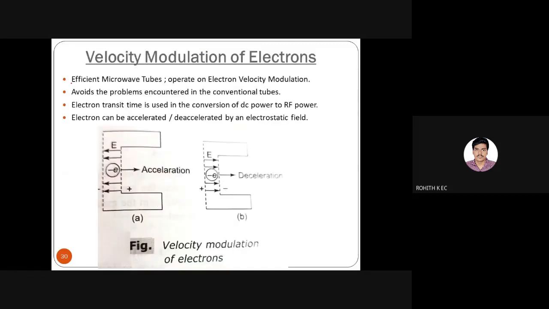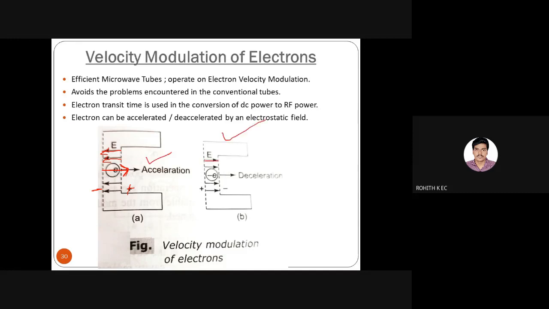And the operation of this microwave klystron tube depends on the concept of velocity modulation. So all of you please pay attention and listen carefully. If you look at the diagram here, the electric field is in this direction, that is from right to left, and the potentials connected are negative here and positive here. Therefore, the electron moves from left to right because of the attraction or acceleration, right? So potential is negative here, positive here. So the electron will move from left to right. This is considered as acceleration, right?